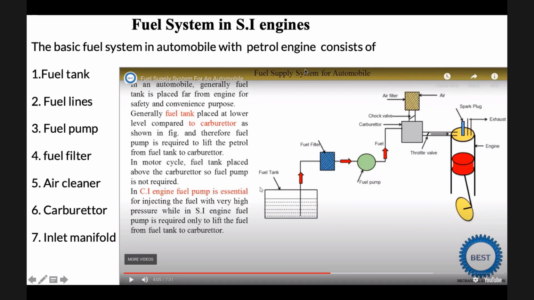Now I want you to participate in the discussion. Why in a CI engine is the fuel pump compulsory?